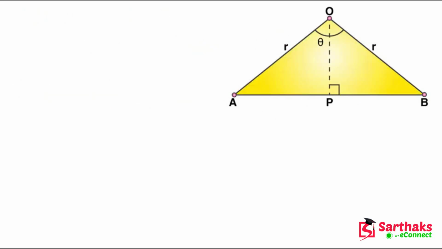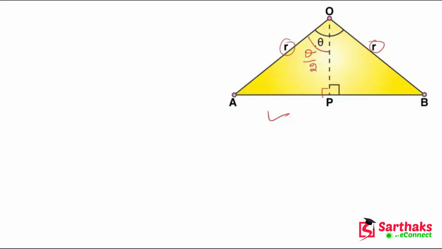For finding the area of triangle OAB, let's suppose we have a triangle like this. This is triangle OAB. This is radius r and this is also radius r. Now we have to draw a perpendicular on AB at point P. So this is the perpendicular line. This perpendicular line divides AB into two equal parts. This line also divides the angle theta into theta by 2, theta by 2.